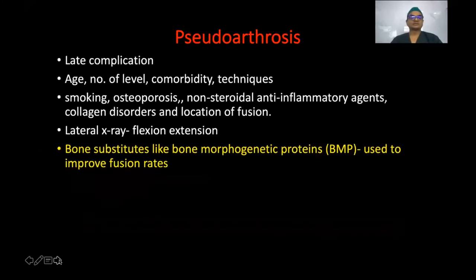Pseudoarthrosis is a late complication. There are various factors, and smoking, osteoporosis, and NSAIDs increase the chances of pseudoarthrosis, which is diagnosed mainly on lateral flexion extension X-rays. This can be best prevented by using a bone substitute, which includes bone morphogenetic proteins.